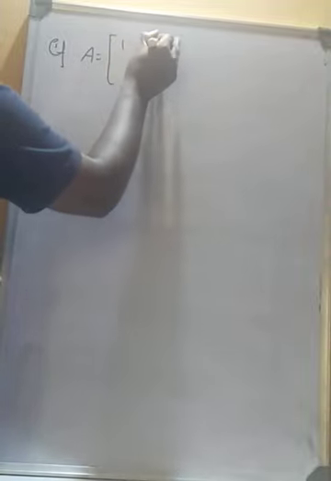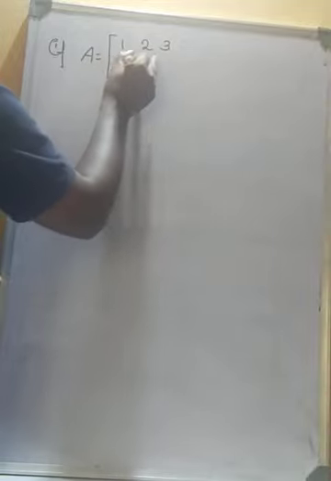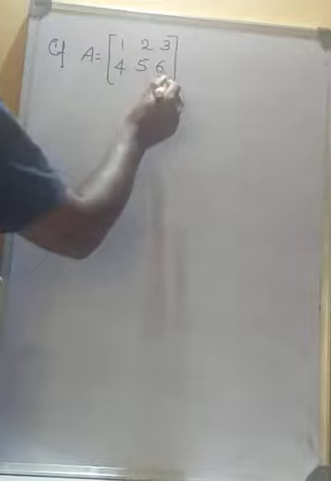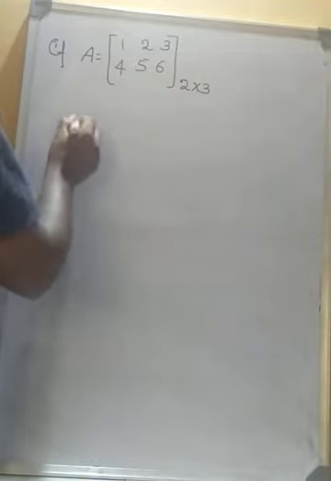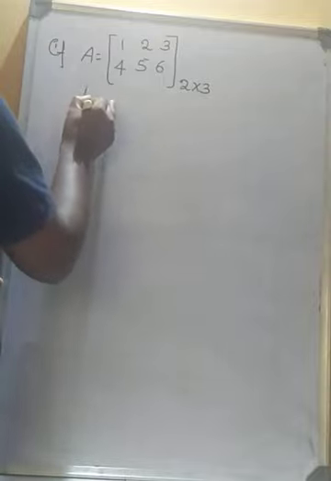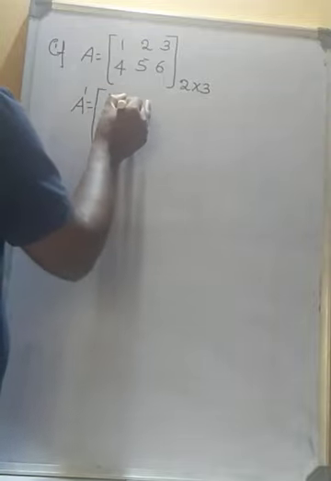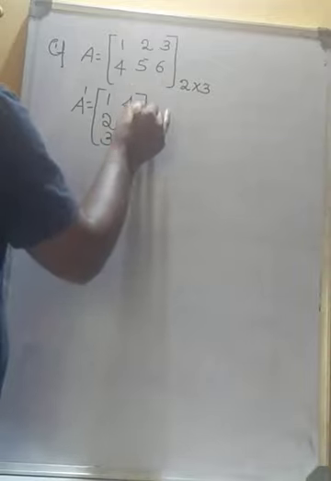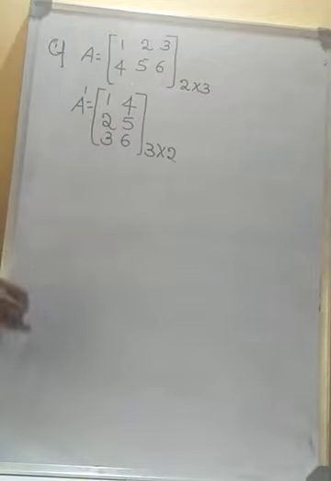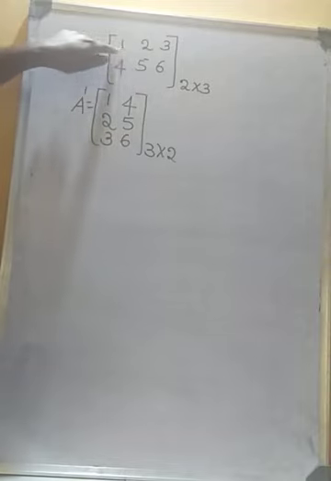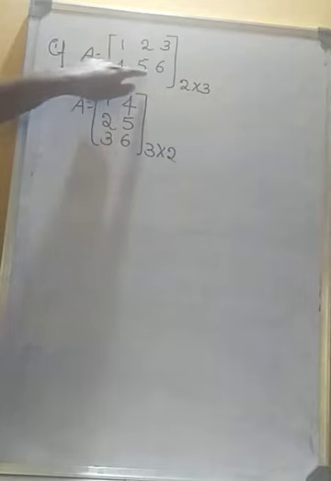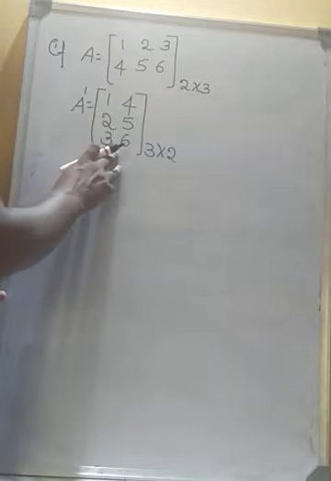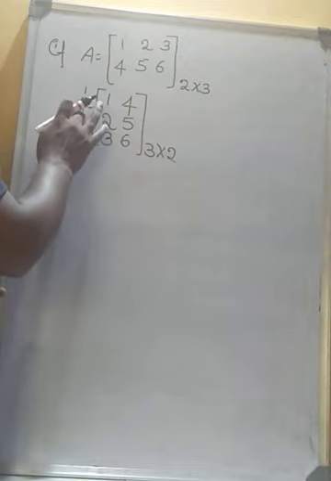For example, if matrix A is equal to 1, 2, 3, second row 4, 5, 6, order is 2 cross 3, then the transpose of matrix A, that is A dash, is equal to 1, 4, 2, 5, 3, 6, order is 3 cross 2. Interchanging the rows: first row becomes first column, second row becomes second column. So the transpose of matrix A is denoted by A dash.